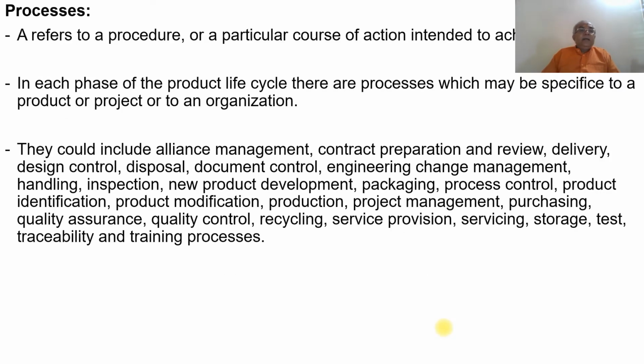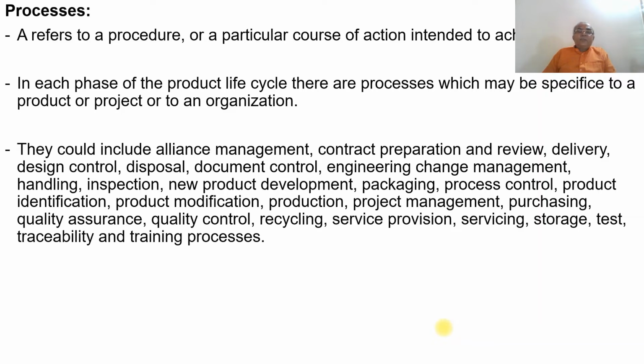So the next is processes. It refers to a procedure or a particular course of action intended to achieve a result. So it refers to a procedure. That means we need to manufacture. So there are manufacturing parts or manufacturing processes that have to be involved, and what course of action you need to take to get the desired result.